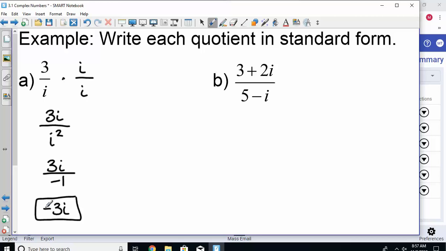Let's look at b. If I just multiplied by my i, let me ask what happens there. On the bottom, you would have to distribute, and so you would end up with a 5i minus i squared. Now, i squared turns into -1, but did it get rid of the i? No, it just moved it to the other term. So I can't only multiply by the i on this one. What will we have to do instead? Multiply by the opposite, so 5 plus i. Yes, the conjugate, 5 plus i.